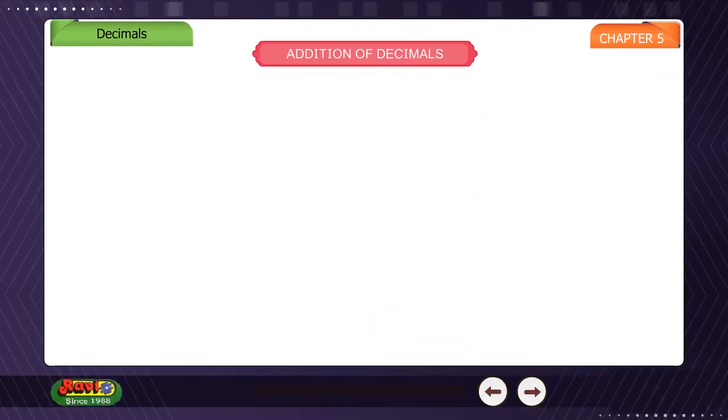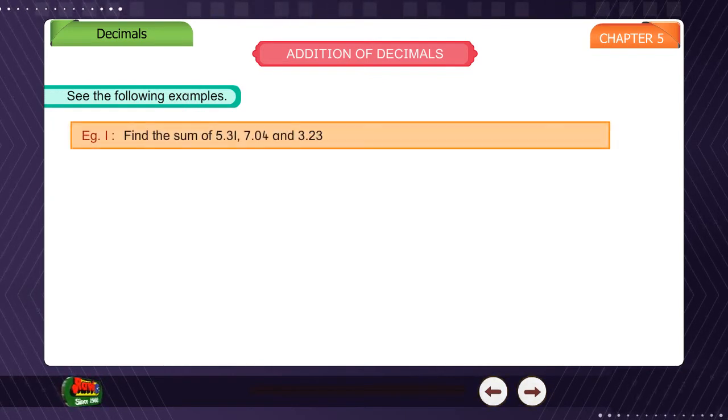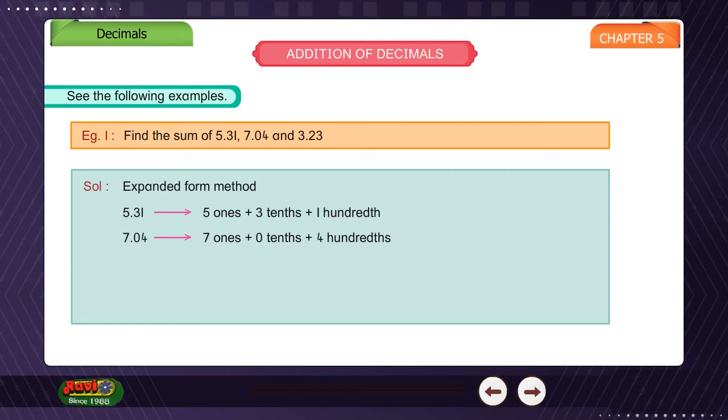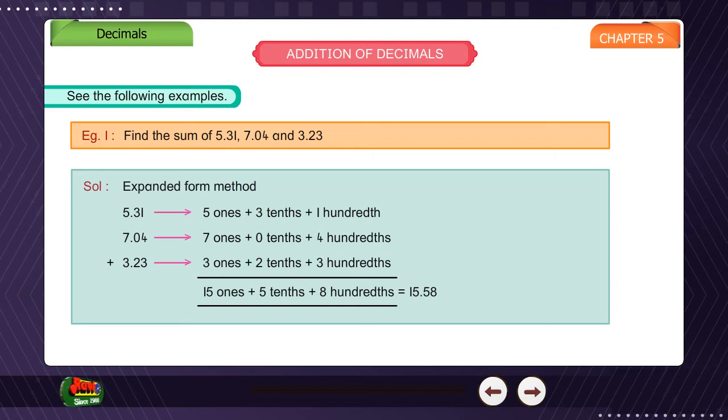Addition of decimals. See the following examples. Example 1. Find the sum of 5.31, 7.04 and 3.23. Solution: expanded form method. 5.31 is 5 ones plus 3 tenths plus 1 hundredth, 7.04 is 7 ones plus 0 tenths plus 4 hundredths, plus 3.23, 3 ones plus 2 tenths plus 3 hundredths, is equal to 15 ones plus 5 tenths plus 8 hundredths, which is 15.58.